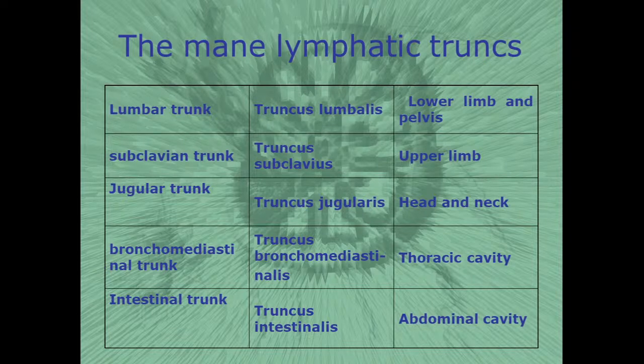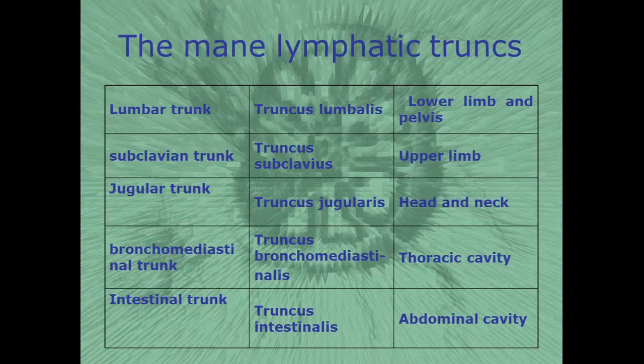So what are the trunks? As I told, just 5, and most of them, 4 of them, are paired and just 1 is unpaired. The first one is the lumbar trunk, truncus lumbalis, which carries lymph from the lower limbs and also the pelvis. Next is the subclavian trunk, also paired, truncus subclavius. It carries lymph from the upper limbs.